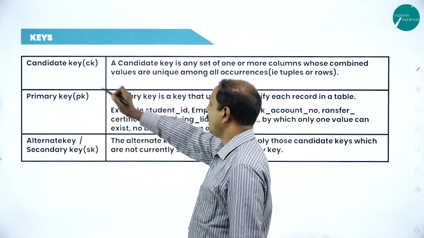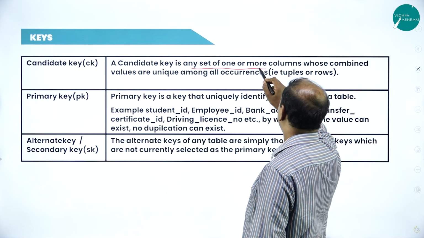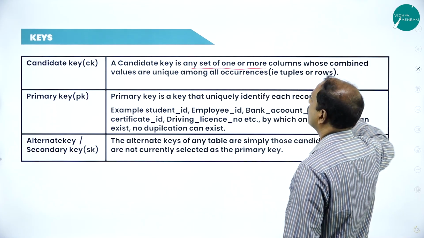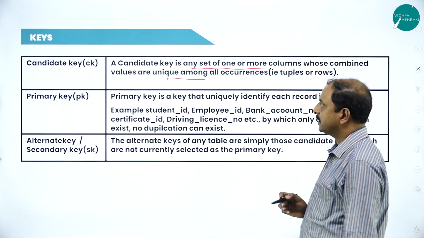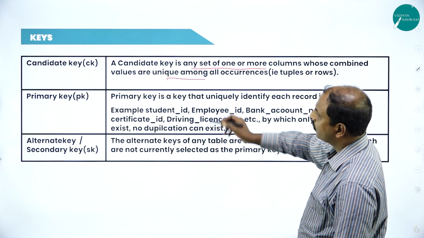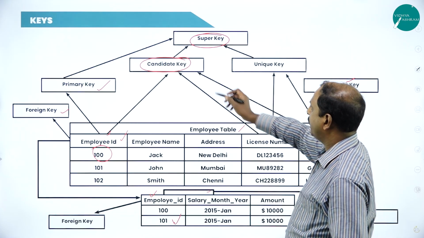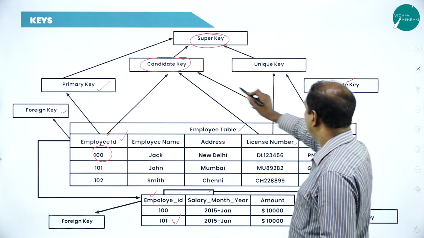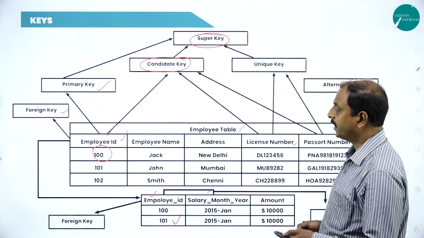So candidate key: a key is any set of one or more columns whose combined values are unique among all occurrences of a table. In the previous example, this is the candidate key, which is unique among different records in a table.